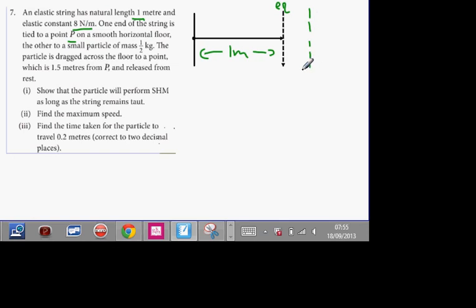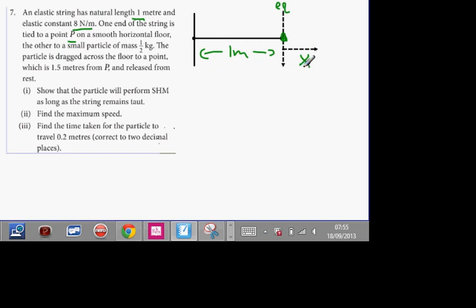In this question, because the table is completely smooth, the equilibrium point lies at the natural length. Because at the natural length, there is no tension, there is no force pulling it back. So that's why the equilibrium point lies at the natural length away. So this is the equilibrium point here, which is located 1 meter away. Then you can have your extension x, which drags it to a point where there's now a net force to the left.